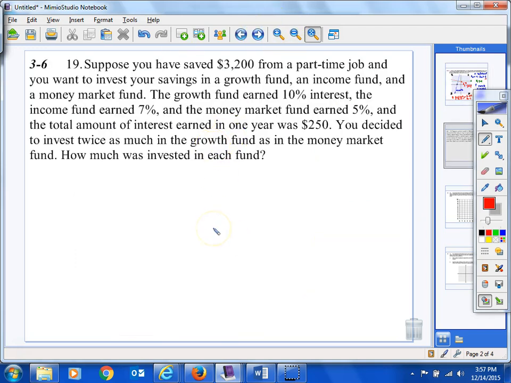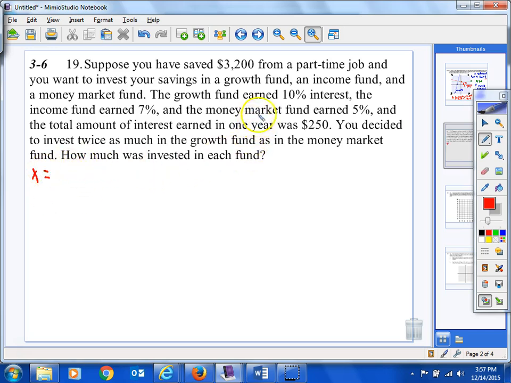Okay, let's take a look at this problem from chapter 3, solving a 3-variable system. This is number 19. This is one of those investment problems, and so since we're asked to find out the total amount invested in each of 3 funds, we need a variable that represents the 3 funds. So you can choose any variable you want.